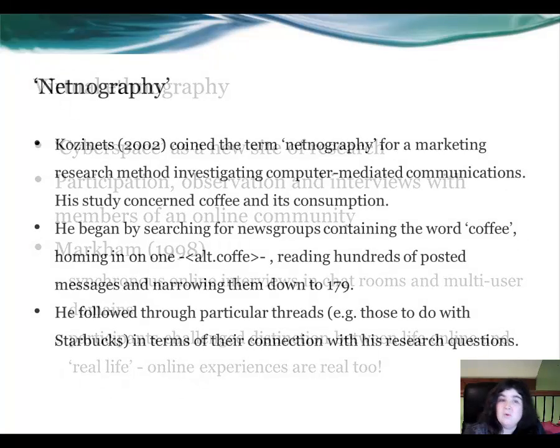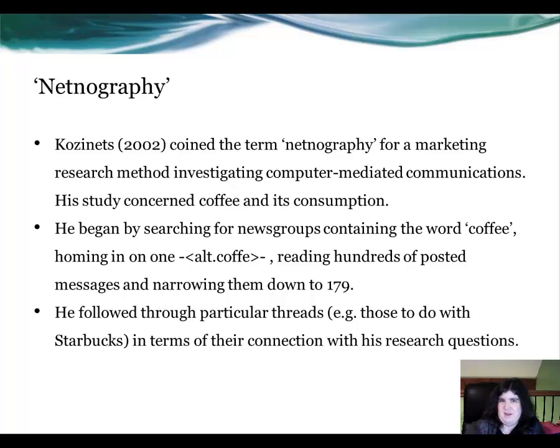There's another term called nethnography, and Kozinets 2002 coined this term for a marketing research method investigating computer-mediated communications. And his study concerned coffee and its consumption. He began by searching for news groups containing the word coffee, homing in on one, and reading hundreds of posted messages and narrowing them down. And then he followed particular threads in terms of their connections with his research questions.